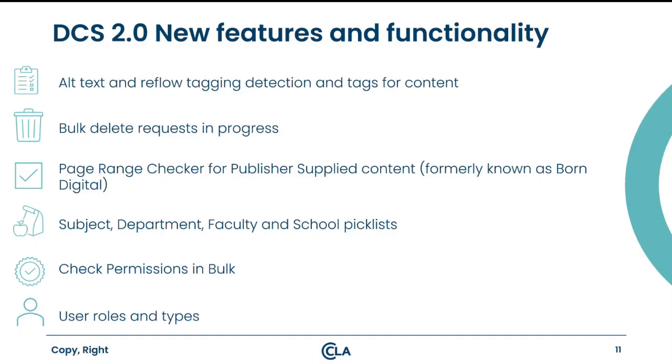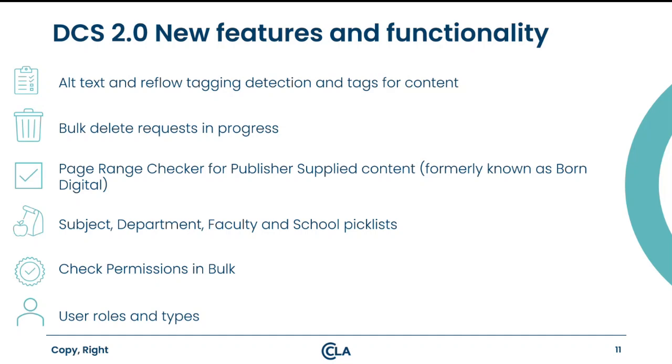So in terms of the page range checker, we had reports from users that page ranges for publisher supplied content could be slightly off because of offsets, and the page range that you were looking for in your request didn't match what was being generated. So this range checker allows you to not only preview the content before you publish it, but also allows you to make changes to the page range if you need to.